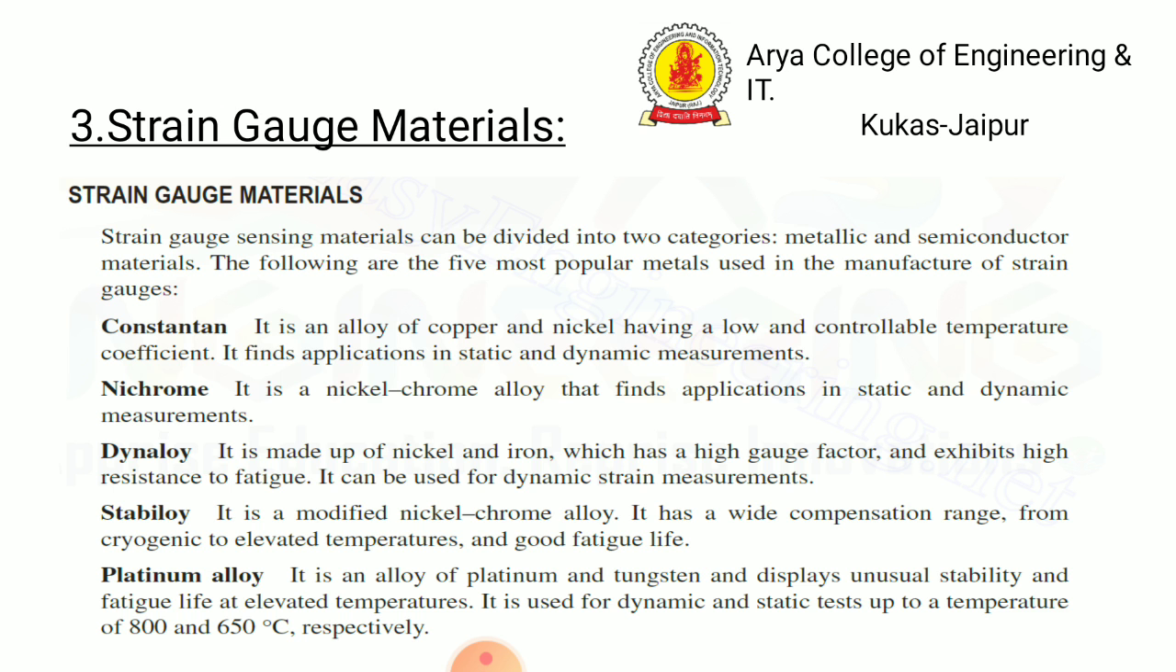Next, Isoelastic. It is made up of nickel and iron, which has a high gauge factor and exhibits high resistance to fatigue. Next, platinum alloy. It is an alloy of platinum and tungsten. So these are the materials which are used to make strain gauges.